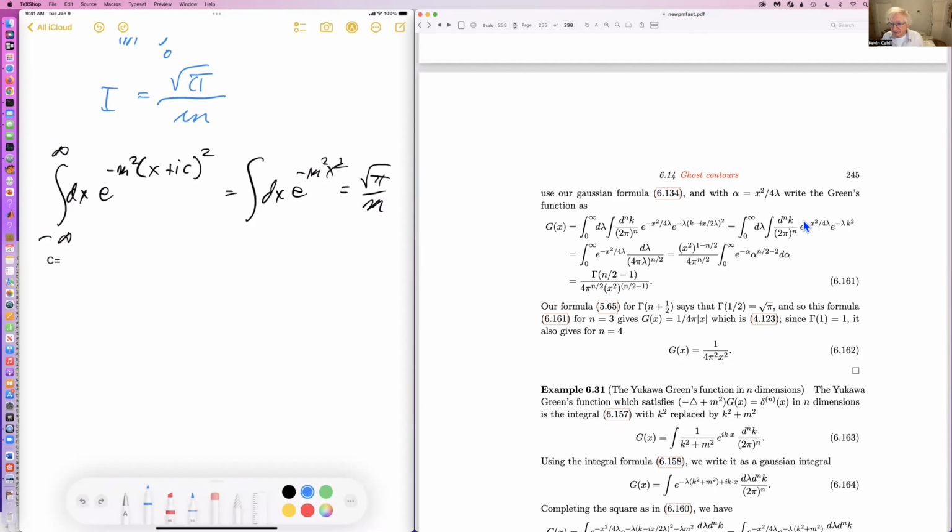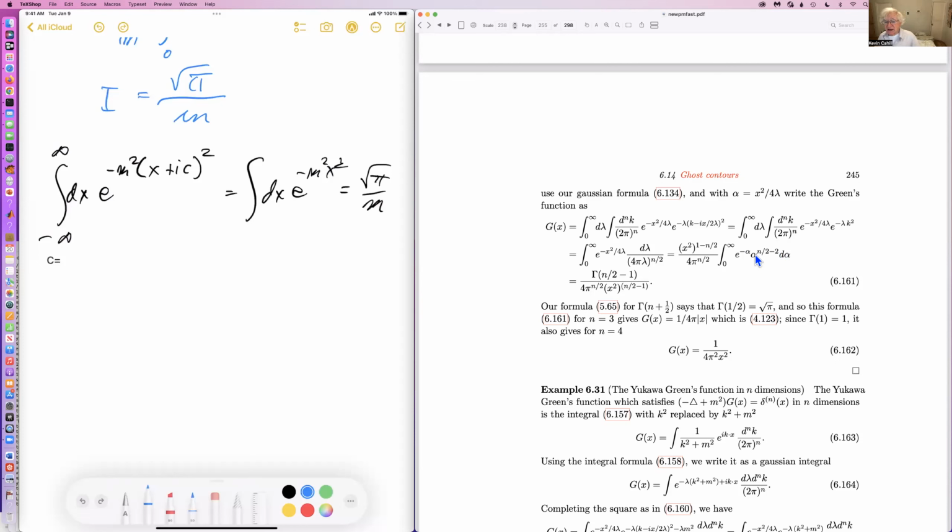And the k integrals are very simple. It's just that same k integral that I derived by means of the trick. And so that gives us 1 over 4 pi lambda to the n over 2. And now we do a change of variables, and we let alpha be x squared over 4 lambda, and that gives us this complicated expression.